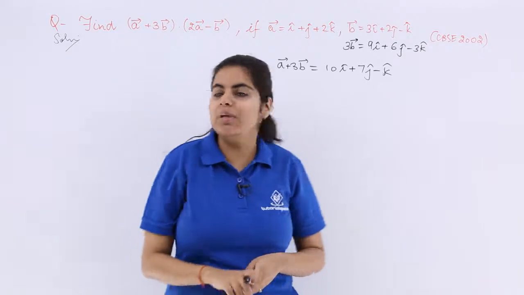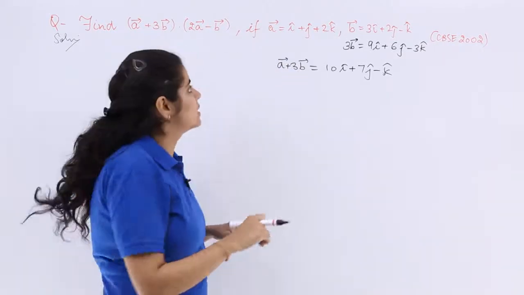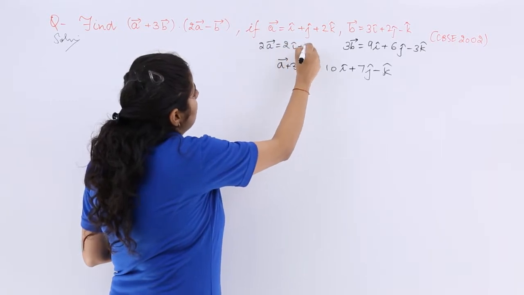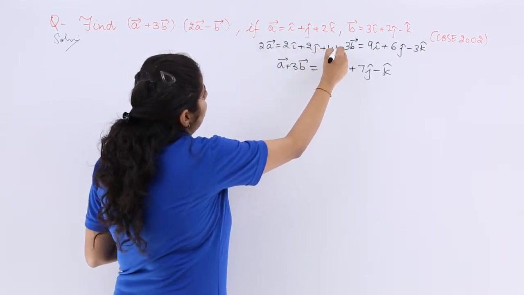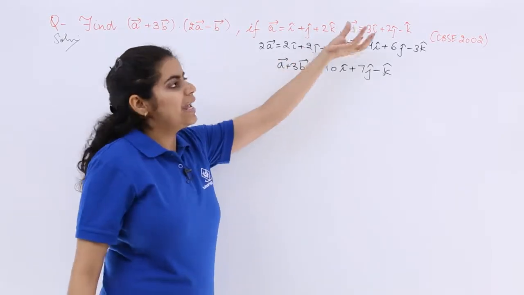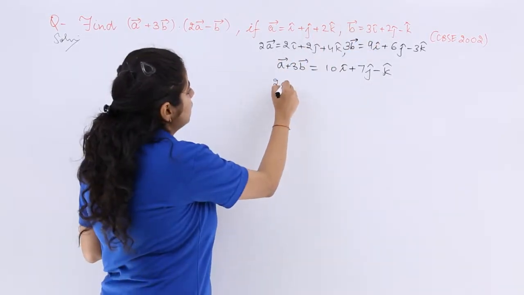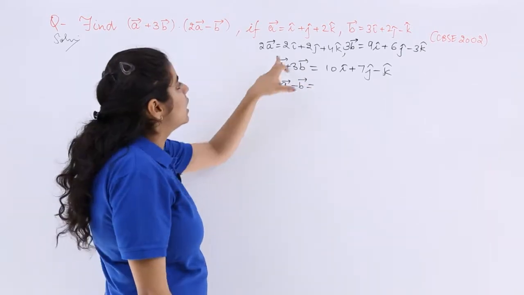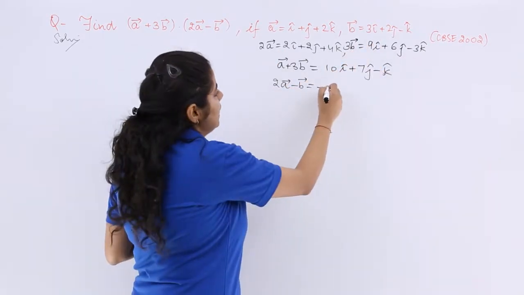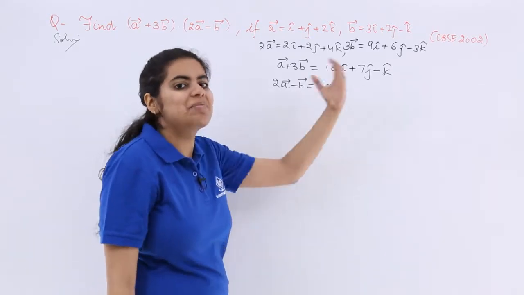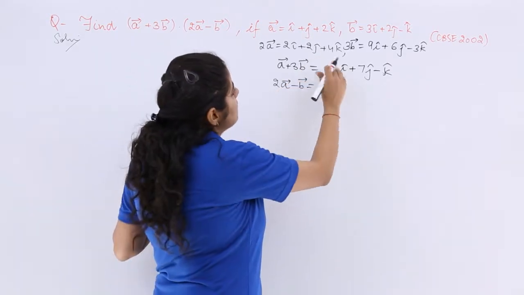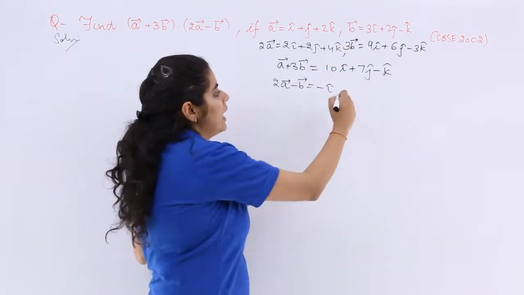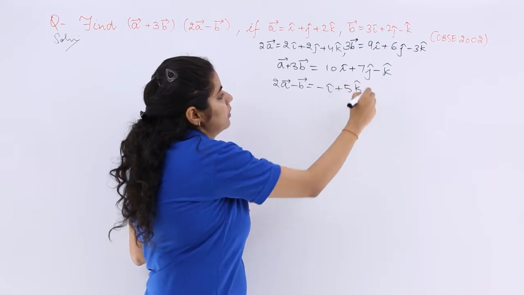Now when a + 3b is done, let's find 2a - b. What is 2a? 2a is 2i cap plus 2j cap plus 4k cap. Now 2a - b can be found from here. 2i minus 3i is minus i. Then there is 0 of j, then 4k, and here it becomes 5k.